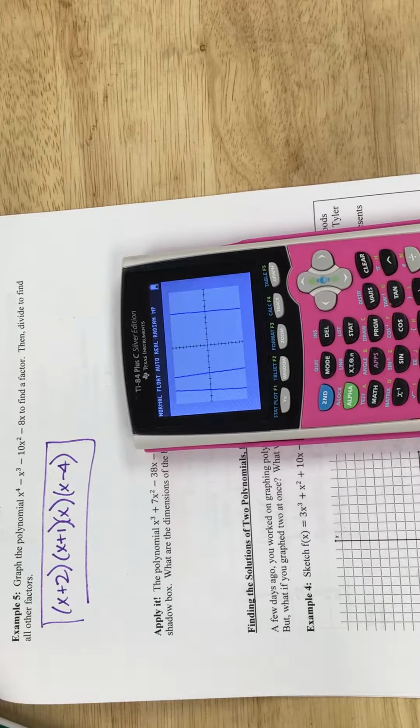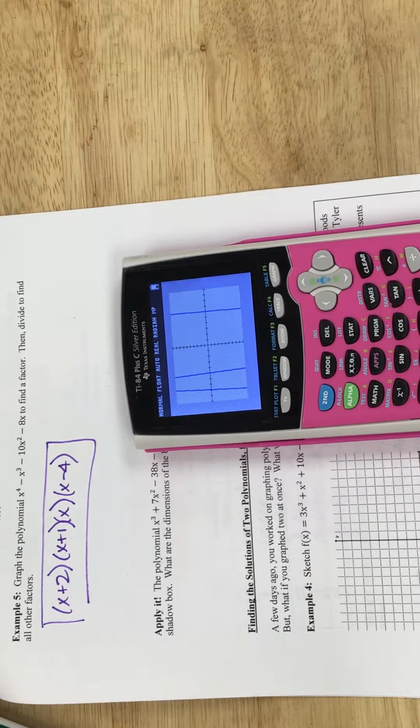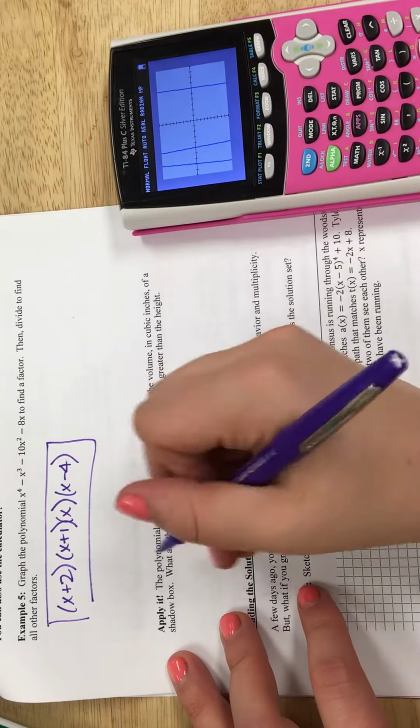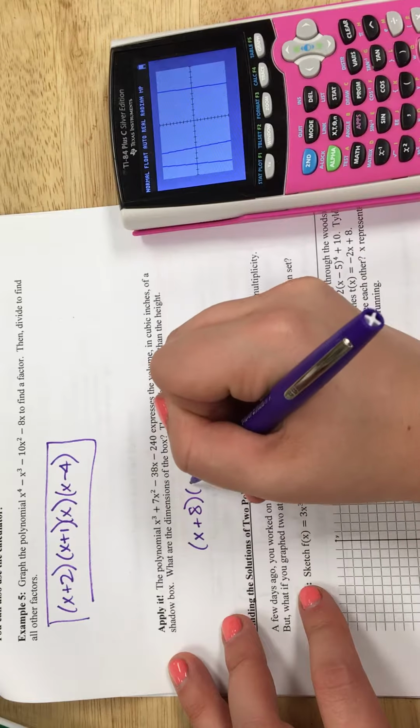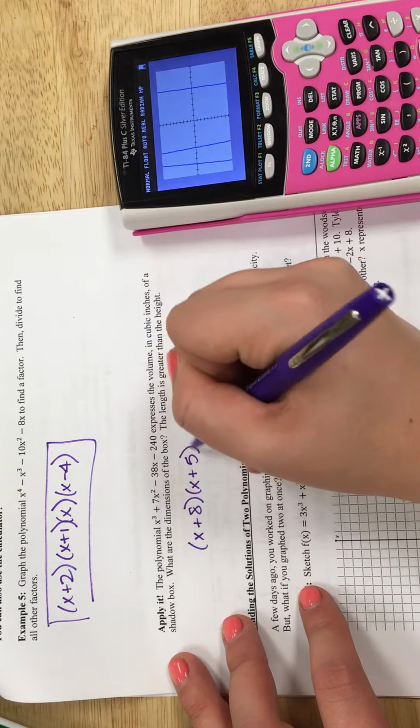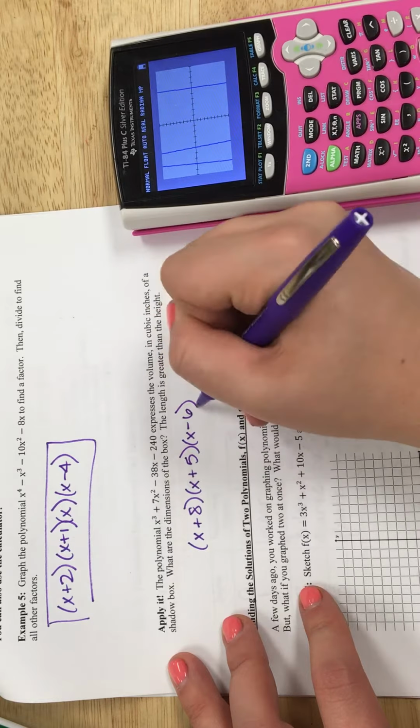X plus 5, and this one's x minus 6, right? So the width and the height are x plus 5 and x minus 6, right? Because those are the other 2 dimensions. Why are they zeros? Because those are your 3 factors, right? If you multiplied them all together, you'd get that original polynomial, right? So the answer to this one is x plus 8, x plus 5, x minus 6.